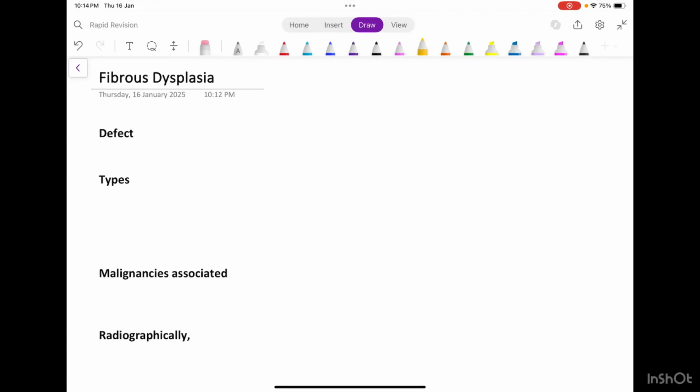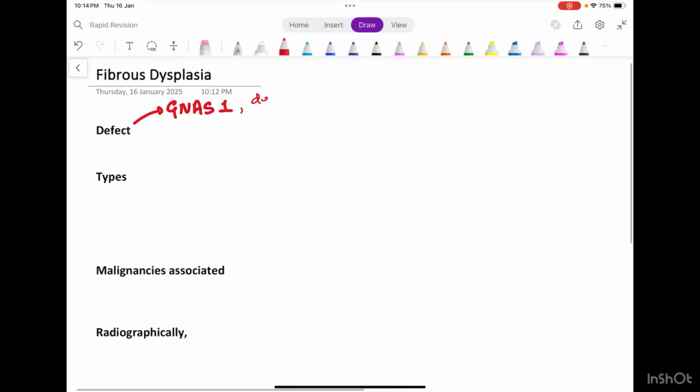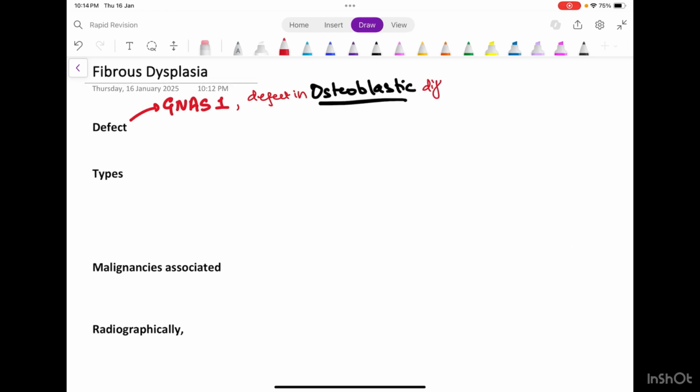In this video, we will talk about fibrous dysplasia. So, fibrous dysplasia, the gene that is involved in the defect of fibrous dysplasia is GNAS1. Now, important thing to note here is that there is defect in the osteoblastic differentiation and remodeling.